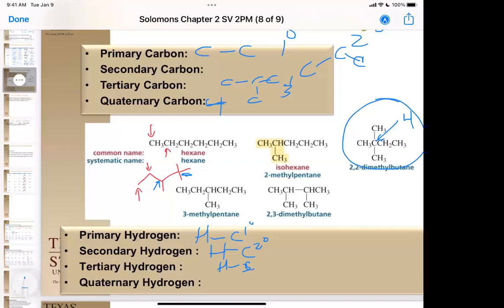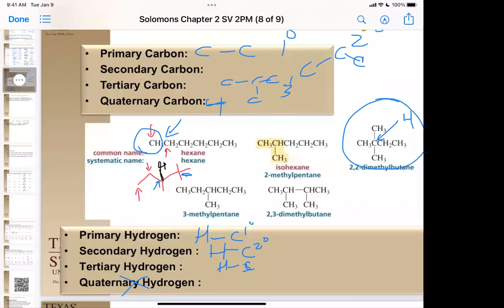Okay, so do we have quaternary hydrogen? No, because all 4 bonds are taken up by carbon. Therefore, we do not have quaternary hydrogens. So we can only have primary, secondary, and tertiary hydrogens, which makes these primary hydrogens because it's on a primary carbon, which makes these secondary hydrogens because they're on a secondary carbon. And then on this tertiary one, we got to remember there's that 4th bond there. We don't draw it there because it's hydrogen, but we got to remember it's there because that's our tertiary hydrogen. Okay, questions on primary, secondary, tertiary carbons or hydrogens?